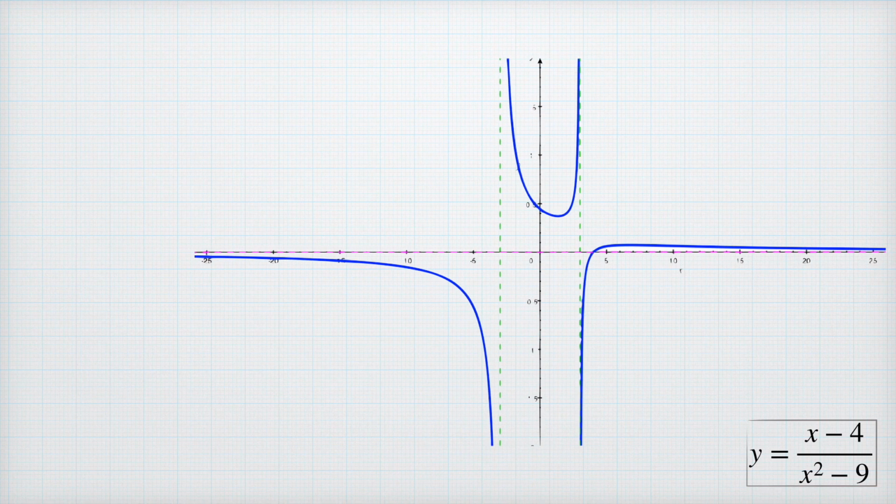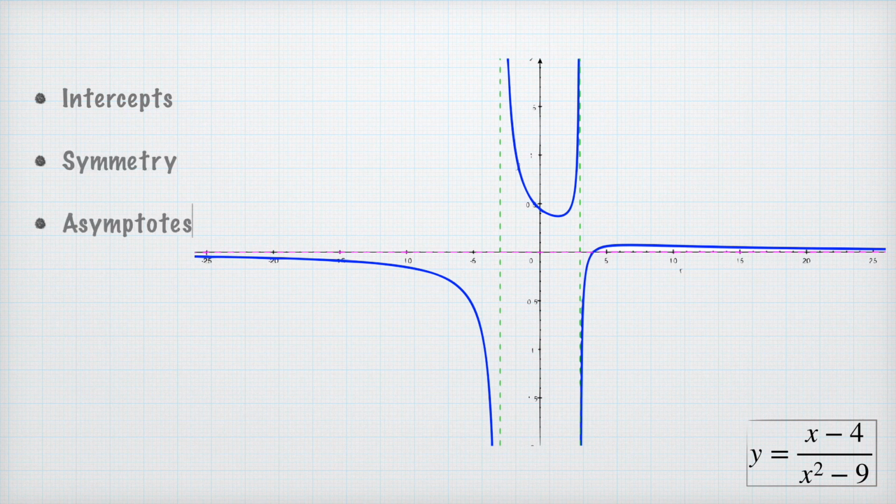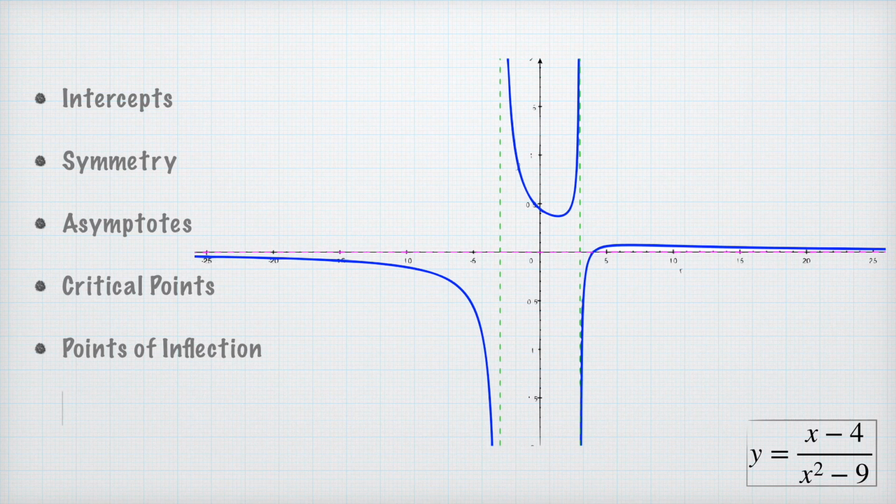Now, this curve can be broken down into several components, namely intercepts, symmetry, asymptotes, critical points, points of inflection, and the behavior of the curve in each region. Now, these parameters will guide you in sketching the curve of a given function. Alright, so let's go over it one by one.